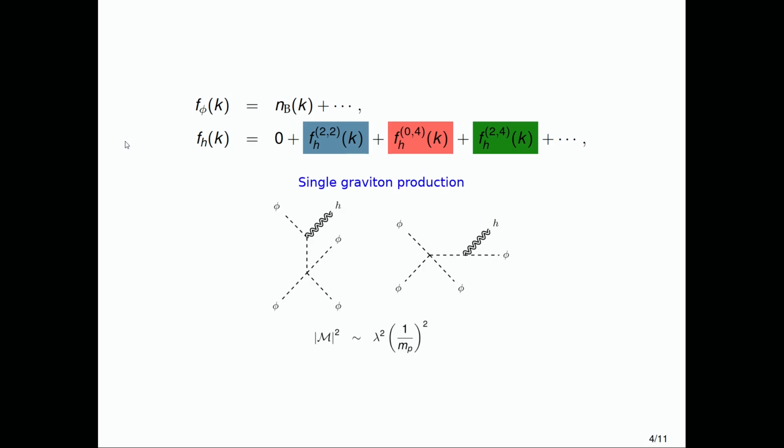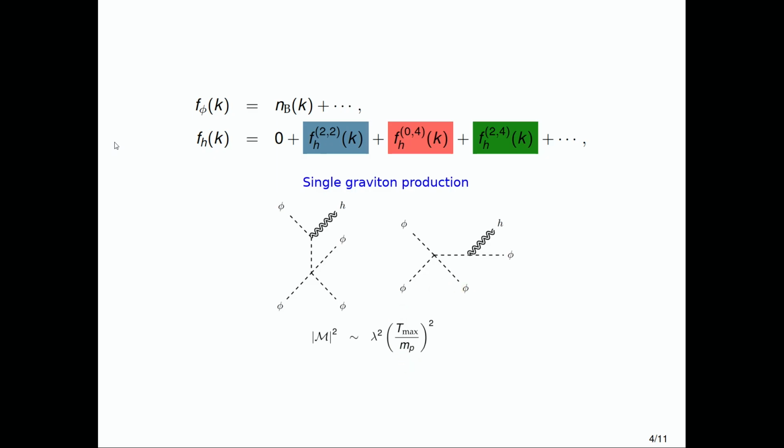The first one here in blue is coming from single graviton production processes. So you see, for example, 2 diagrams here, and the matrix element is on the order of lambda squared over m Planck squared. And later you will see that the dimensionless coupling here is basically T max over m Planck. This also explains the naming convention here. The 2 stands for lambda squared and T max over m Planck squared. So these are the 2 expansion parameters that we have here.